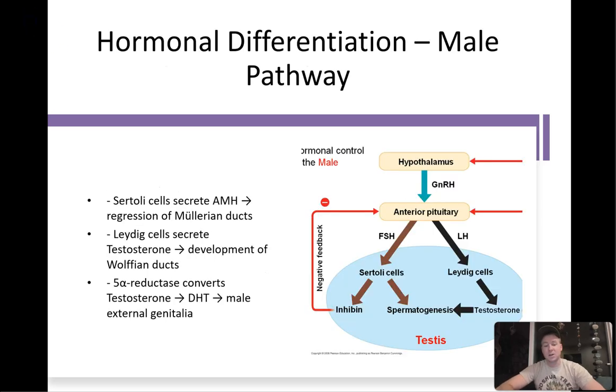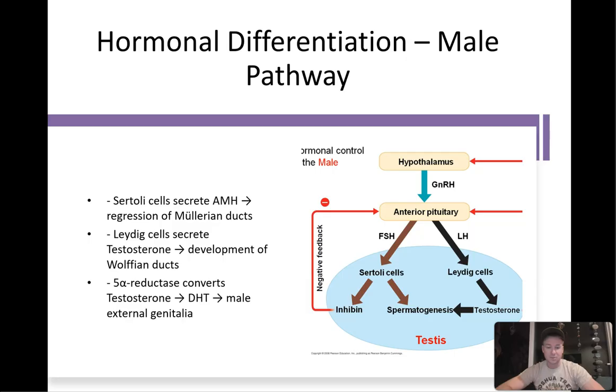So to continue with this, we're going to talk about hormonal differentiation on the male pathway. Once the testes form, hormones take over and direct male development. Inside the testes, Sertoli cells begin secreting a hormone called anti-Mullerian hormone, or AMH for short. This hormone causes the Mullerian ducts, which would otherwise become female structures, to regress. At the same time, Leydig cells in the testes produce testosterone, which promotes the growth of Wolffian ducts, the embryonic structures that form the epididymis, vas deferens, and seminal vesicles.